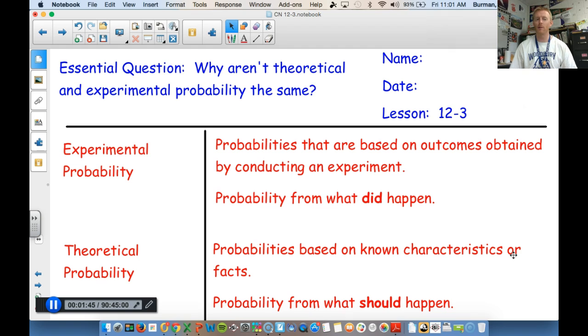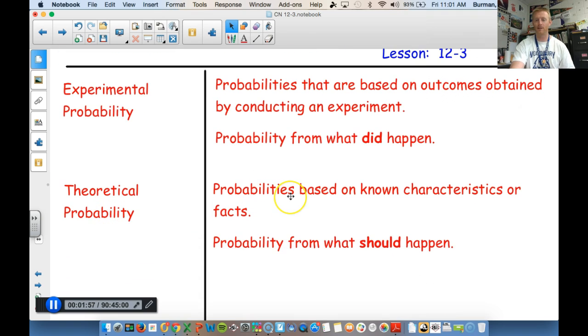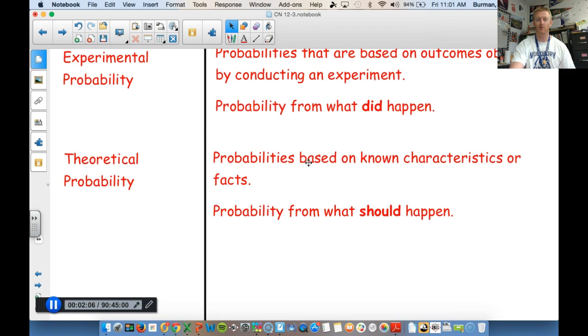So why aren't theoretical and experimental probability the same? So here's our words here. Experimental probability is the probability based off of an experiment. It's what did happen. The theoretical probability is based off of characteristics or facts. It's what should happen. So you could almost already answer our essential question because one's happening from an experiment and one's happening from what should have happened in the experiment if you did the event enough times.